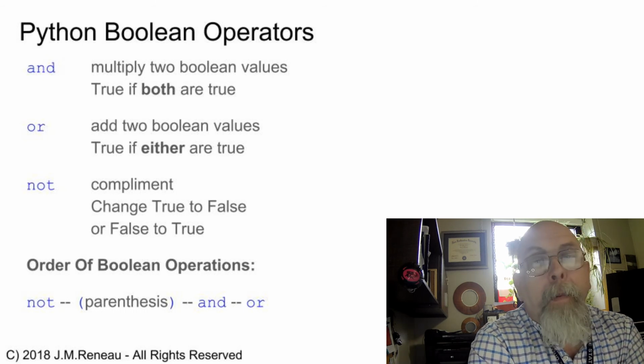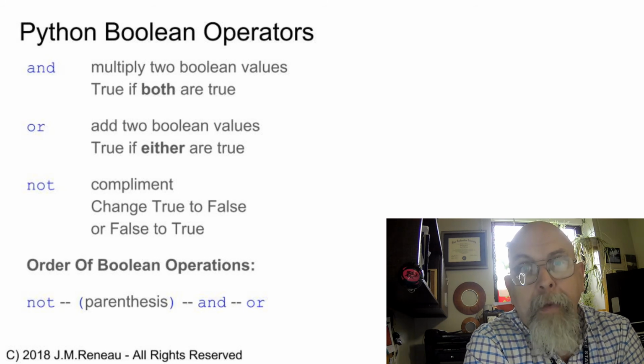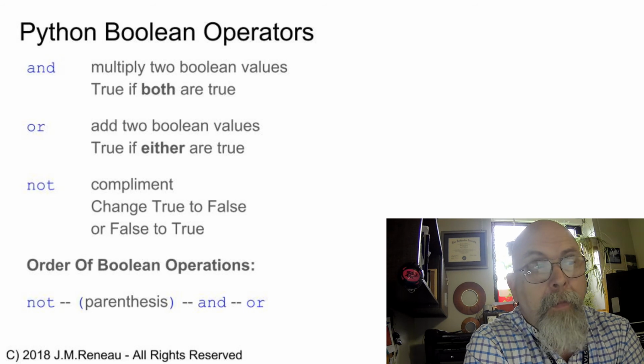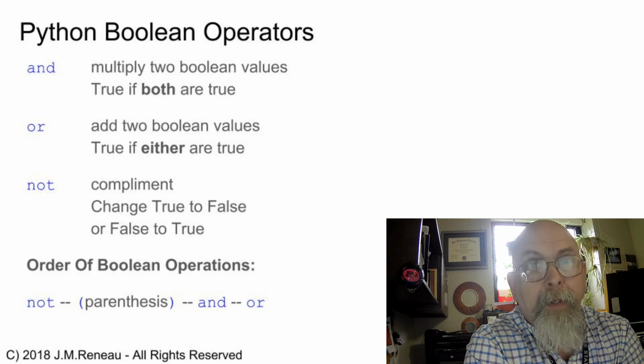The order of Boolean operators works very similar to the order of operators in normal mathematical systems. The complement comes first, then parentheses, then multiplication, then addition. So remember that not happens first, parentheses happens second, and and and or happen third and last. Be sure that if you are creating a very complex Boolean expression, to use parentheses to make sure that the order of operations is clear to you and to your computer program.